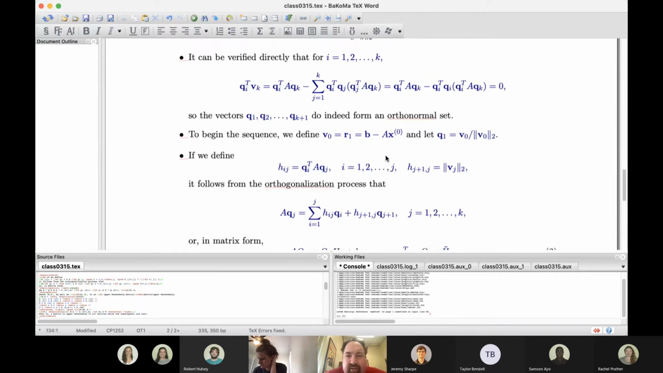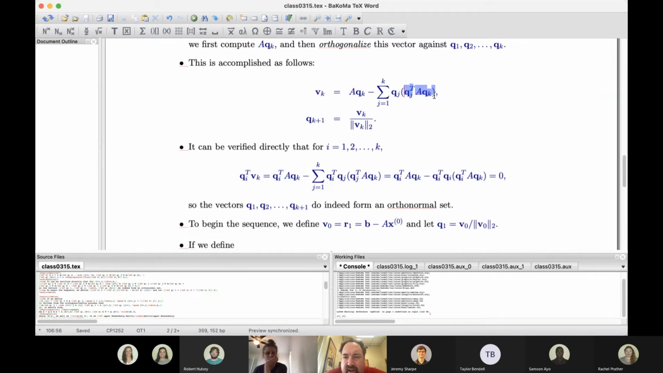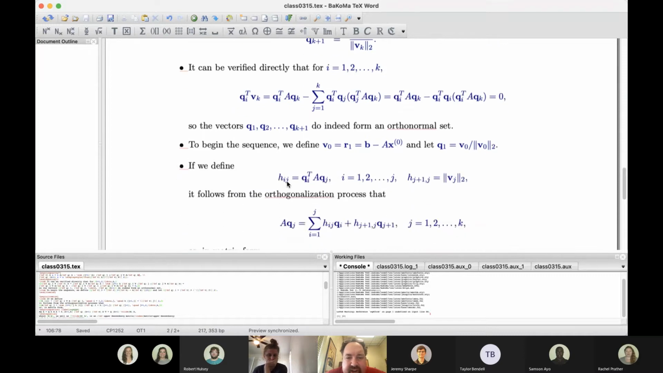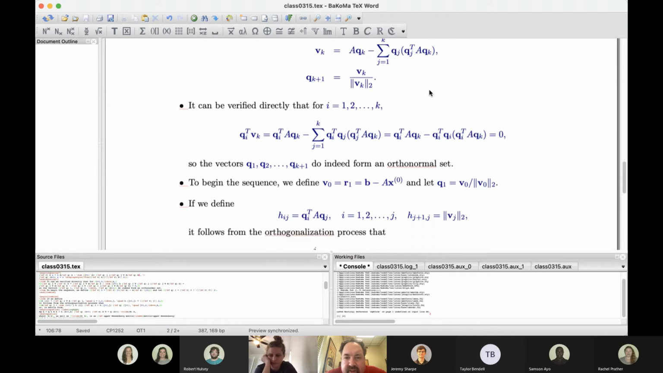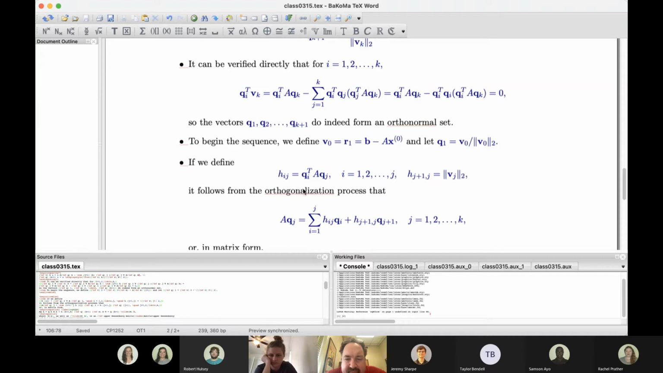Okay. Now notice here, I'm computing these expressions, q_j transpose A q_k. So I'm going to define this shorthand for them. Little h_ij is q_i transpose A q_j, for i going from 1 to j. And then I'm going to define h_{j+1,j} to be the 2 norm of v_j that was computed up here. So this gives me another way of expressing the orthogonalization I was doing earlier.